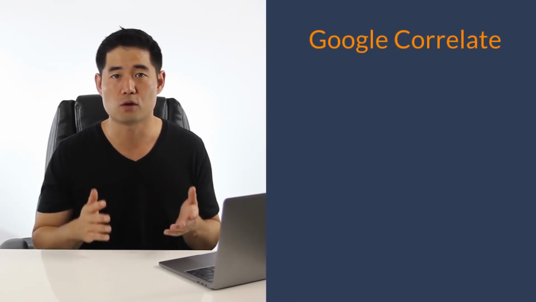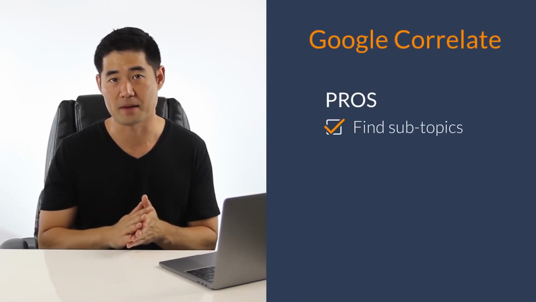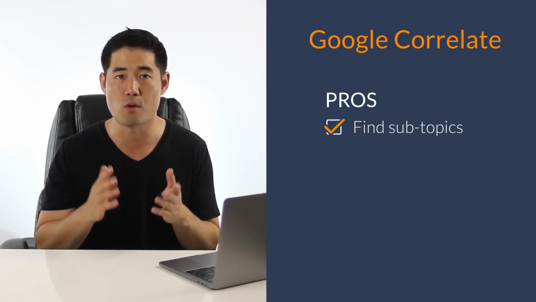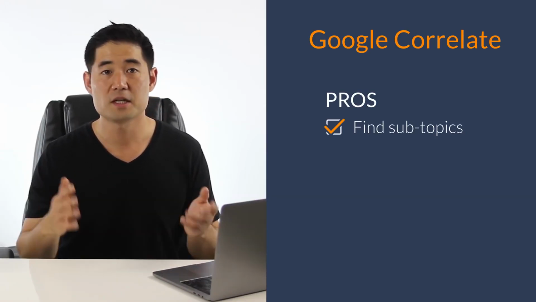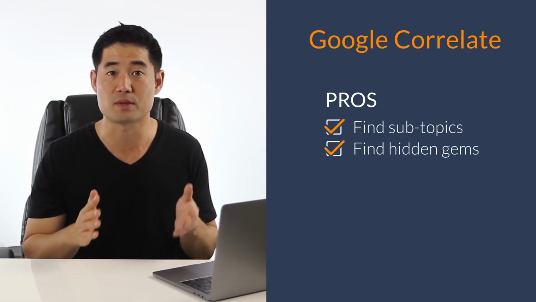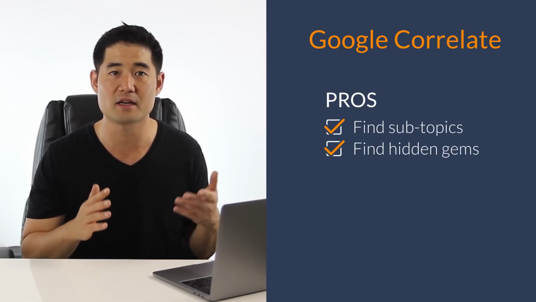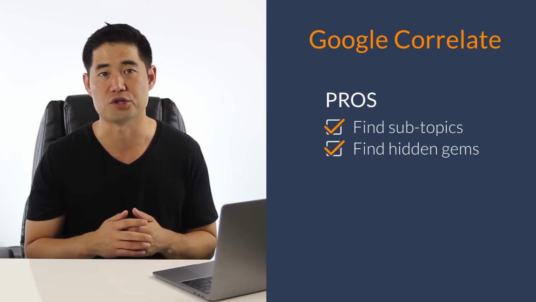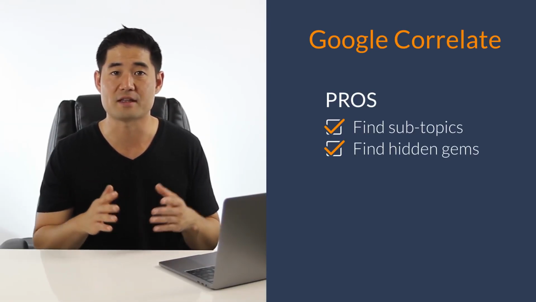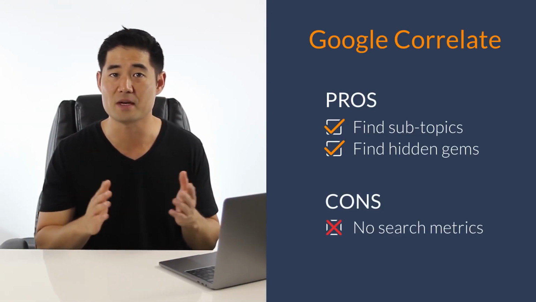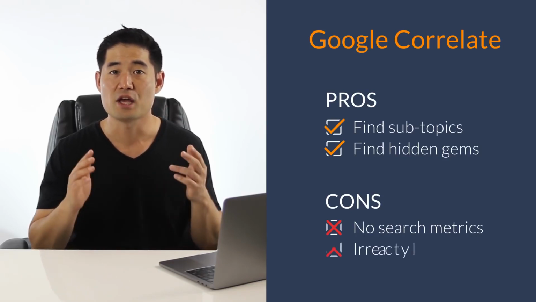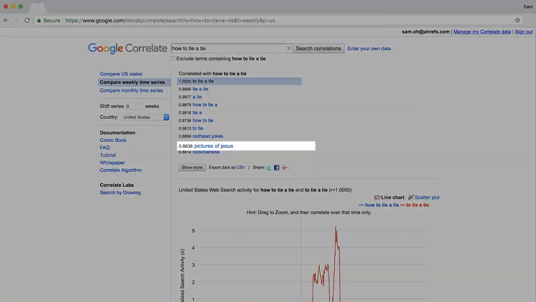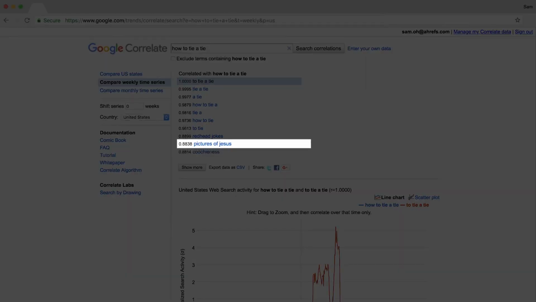So the main pro with Google Correlate is that you can find subtopics which will help you maximize coverage on the topic and possibly get more organic keyword rankings. Plus, you can find hidden gems in here since the results are relational and not necessarily bound by phrase match or keyword matching like many premium tools do. The 2 major cons of this tool is that there are no search metrics that accompany these keywords. And second, you'll often find keywords that apparently have a high correlation like this one, but make absolutely no sense.